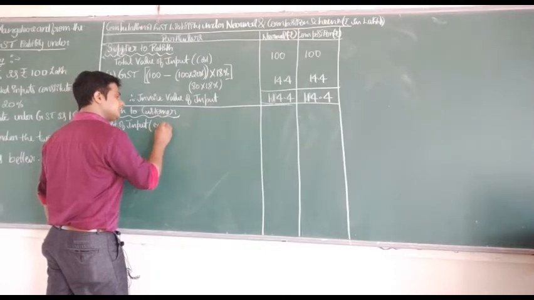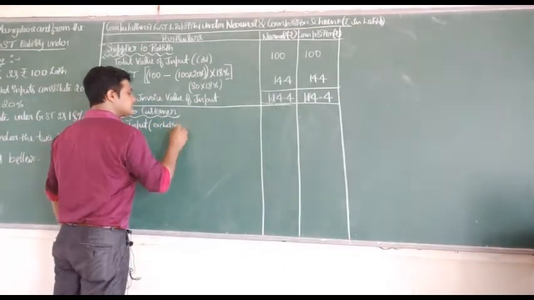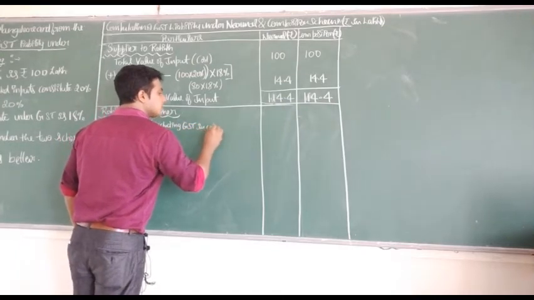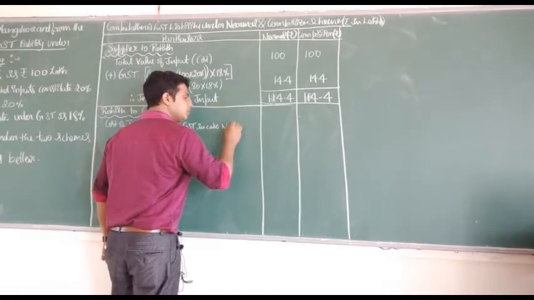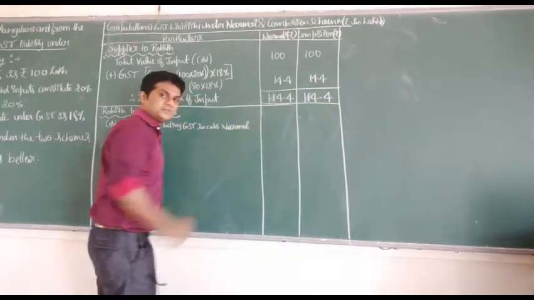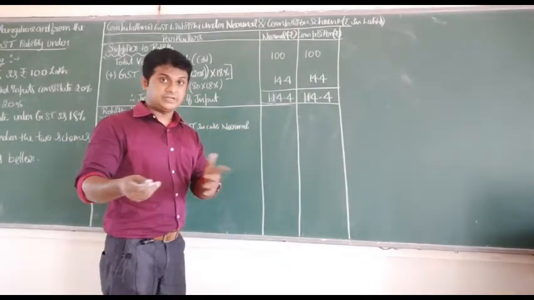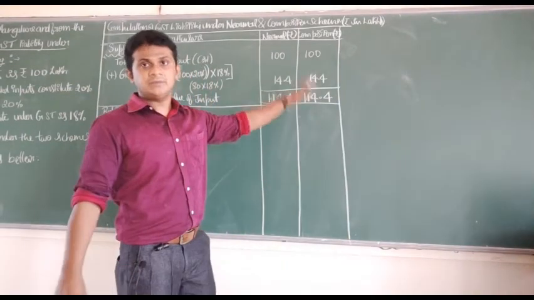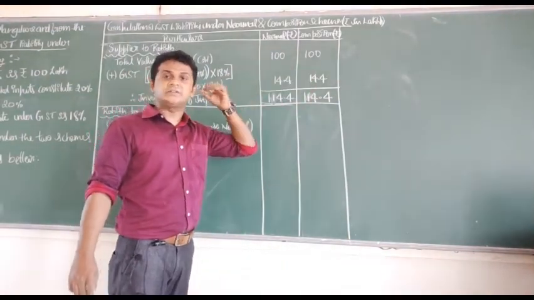Excluding GST, cost of input excluding GST in case of which scheme? Normal scheme. So under normal scheme we always take exclusive of GST value when we are calculating the invoice value, whereas under composition scheme, the invoice value straight away we have to take.